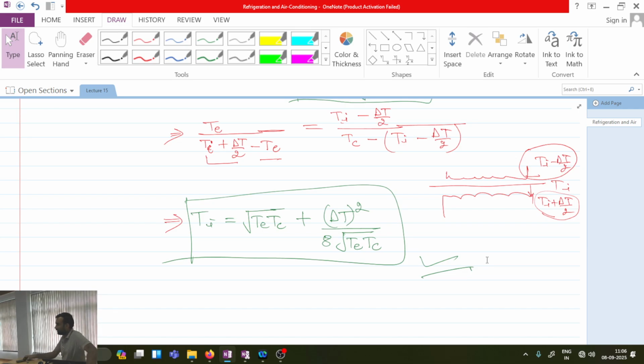Is this point clear? So probably with this our discussion on multi-staging is over. Theoretical discussion. In the next class we will try to see one or two numerical problems, and after this we will move on to the next unit.